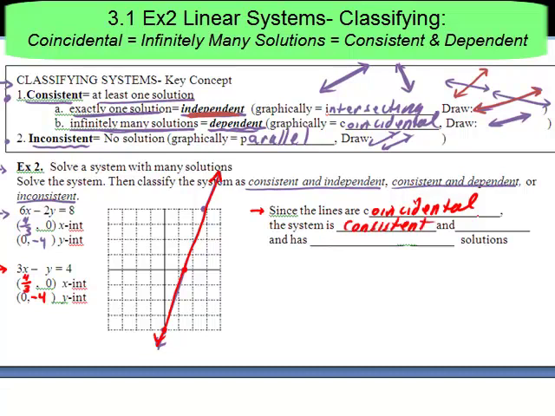Consistent and dependent. It's consistent because there's at least one solution, and it's dependent because they're coincidental lines. And has how many solutions? Infinitely many, you got it. Don't just put many, because many means there's a lot, but you can count them. There's an end to this number of solutions. Infinitely many means there's no end to it. And you can see with the arrowheads that there's infinitely many solutions.